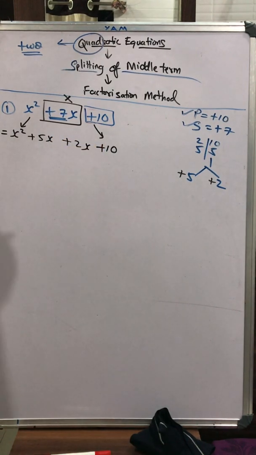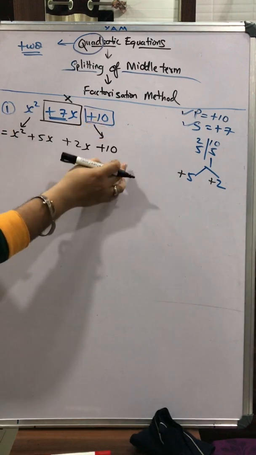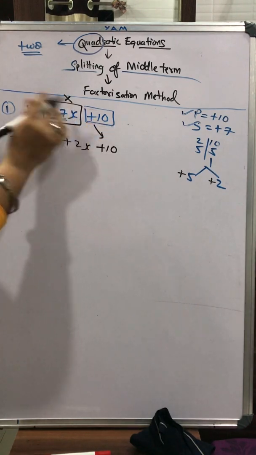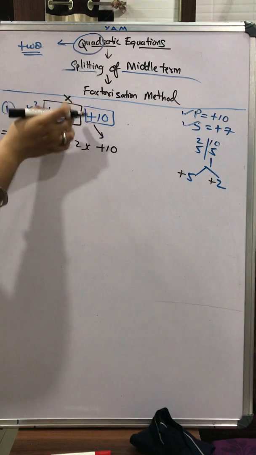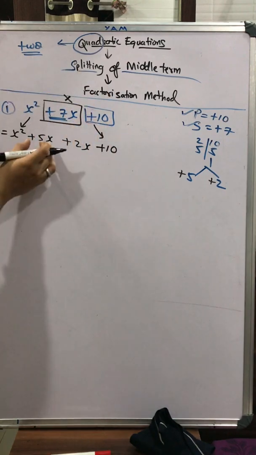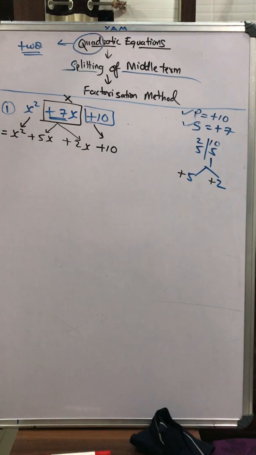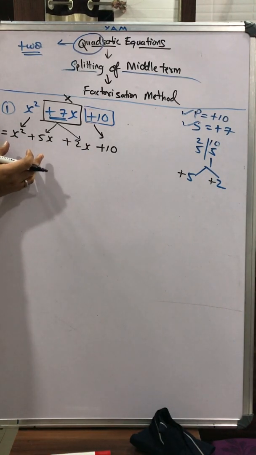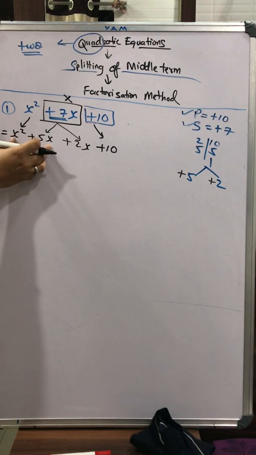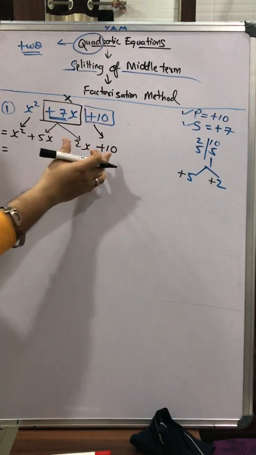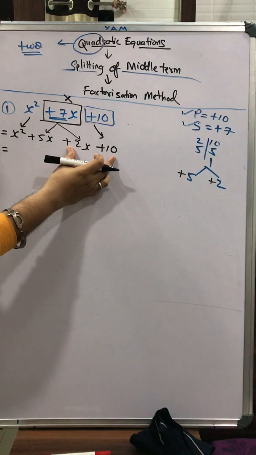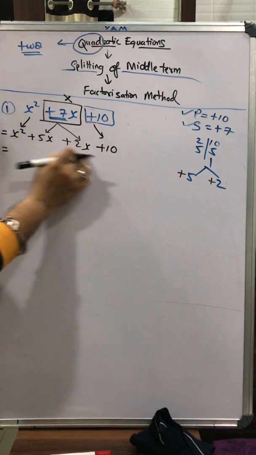ठीक है, पहले x स्क्वायर को ऐसे ही लिख दिए, प्लस 10 को ऐसे ही लिख दिए, प्लस 7x को नहीं लिखे, because it was the middle term. I need to split it. So at the place of this plus 7x, I wrote these two things. Now always we should remove something common from the first two terms and another thing common from the second last and last terms. We will always have 4 terms.